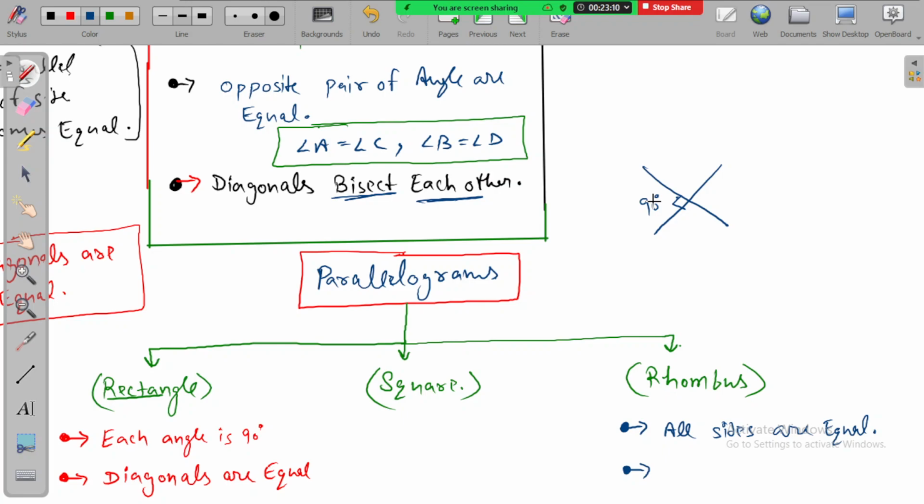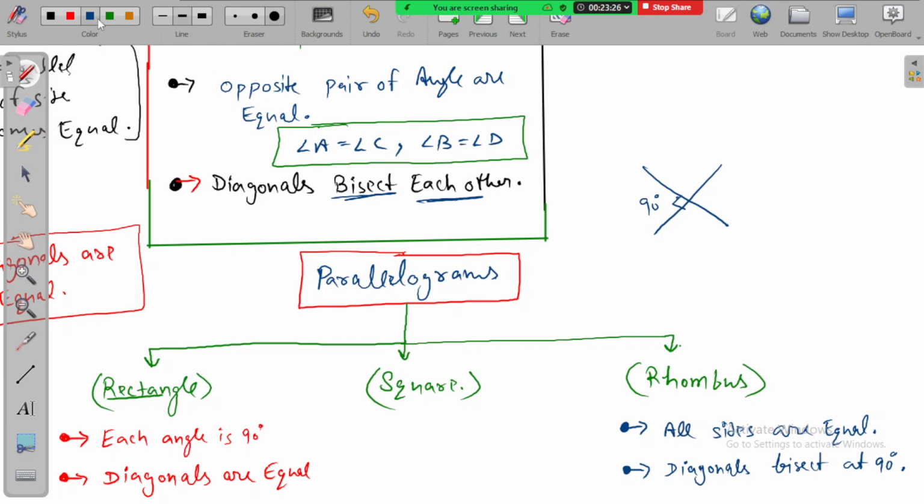Get it? Okay. So diagonals bisect at 90 degrees. So these are the two properties that we add on in the rhombus.